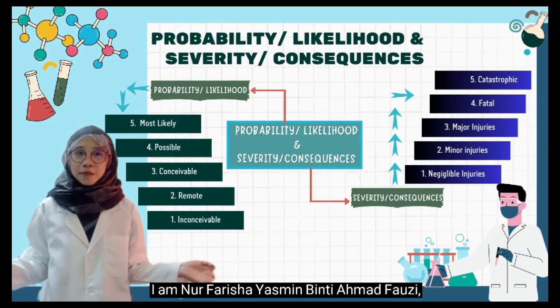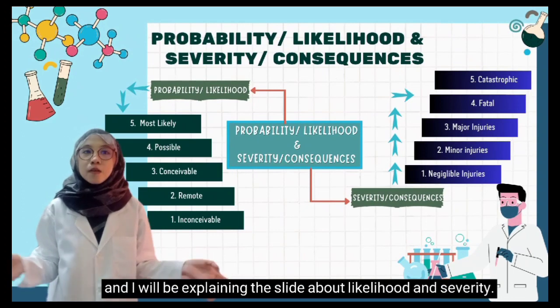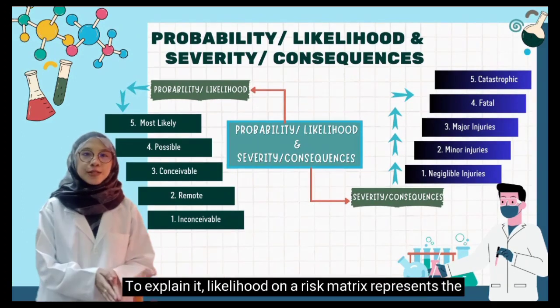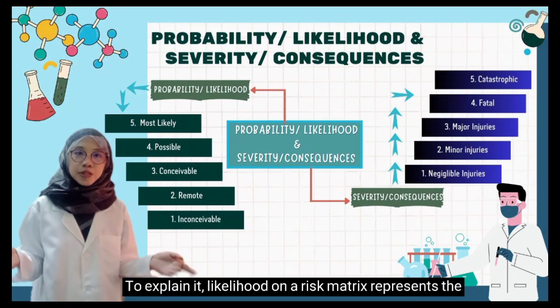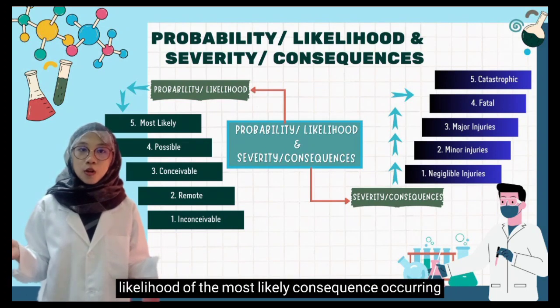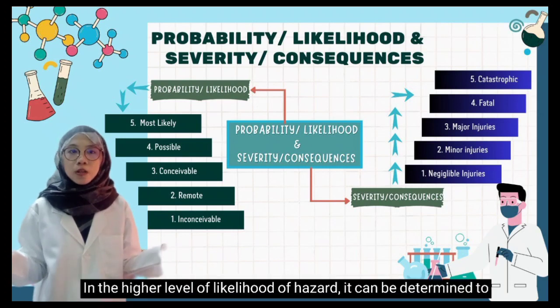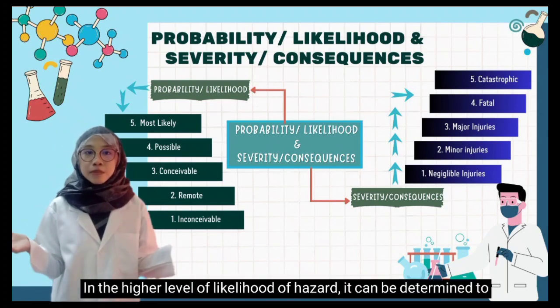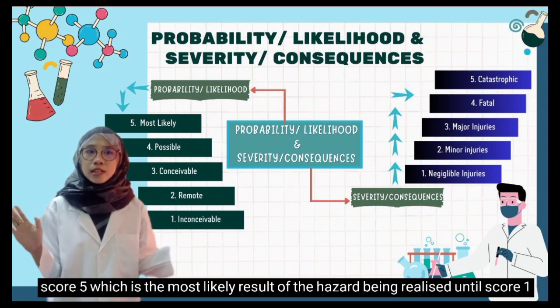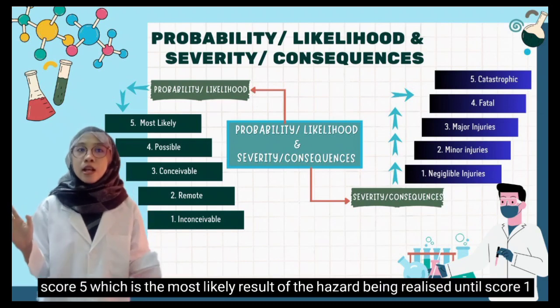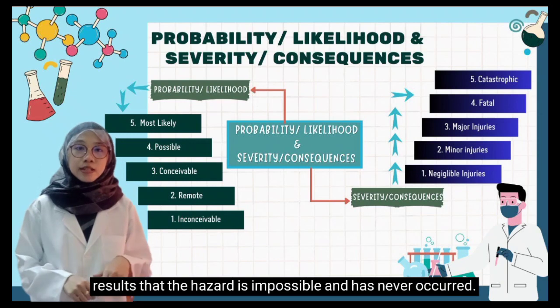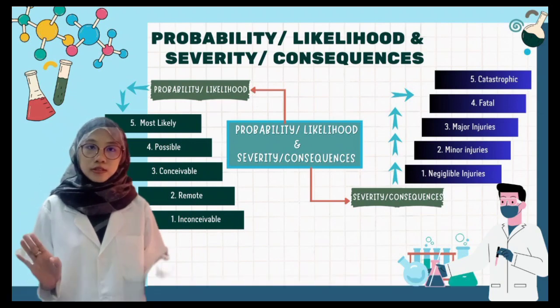I will be explaining the slide about likelihood and severity. Likelihood on a risk matrix represents the likelihood of the most likely consequence occurring in the event of a hazard occurrence. The highest level of likelihood scores 5, which is the most likely result of the hazard being realized, down to score 1, where the hazard is impossible and has never occurred.